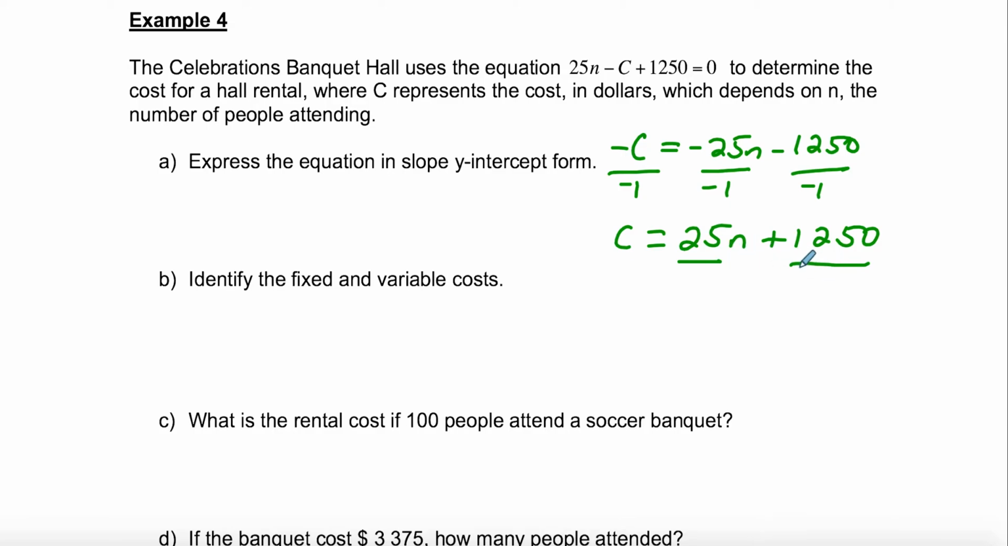What that means is it's $1,250 no matter what, so it's fixed. Probably just to rent the hall is $1,250, and then it's $25 for every person. So this is our variable cost because it depends on how many people come. This $25, if only one person comes, it's $25. But if 100 people come, this is going to change how much this cost is here.